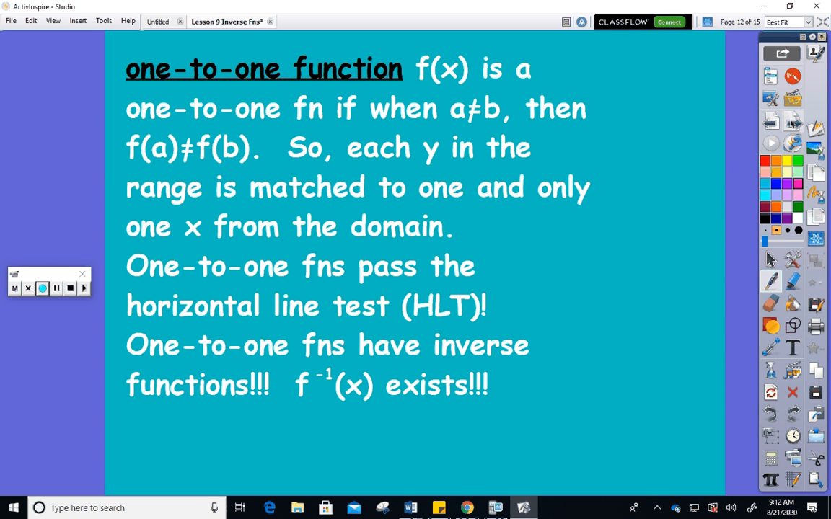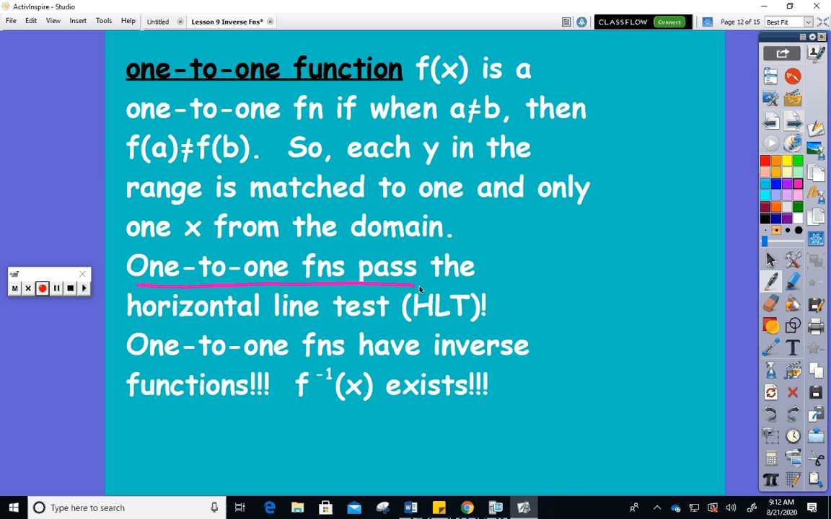Whoa, whoa, I'm using vocabulary you've not seen. Guys, a one-to-one function, f of x, the official definition is that if a does not equal b, then f of a does not equal f of b. It's saying for every x value there is a distinct y value that no other x value gets to be mapped to. All right, that might be hard for you to visualize. So the bigger thing is that one-to-one functions pass the horizontal line test.